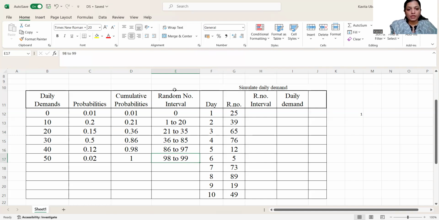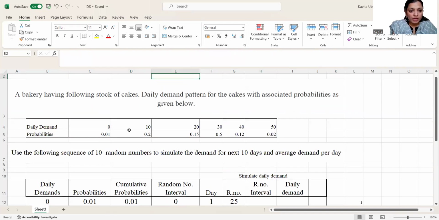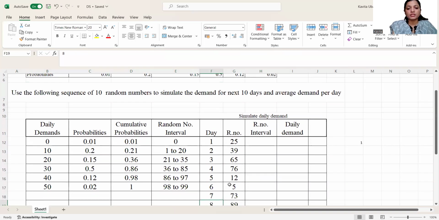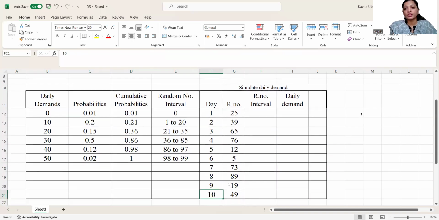Now, in your example, you are asked to simulate the demand for the next 10 days. Here it is written: you need to simulate demand for the next 10 days. Now we have random numbers and cumulative probability with us, and we know that for the next 10 days, we need to simulate the demand. So in column F, we have written down the next 10 days: day 1, 2, 3 up to 10.